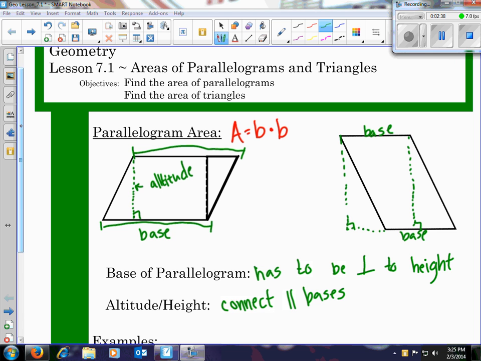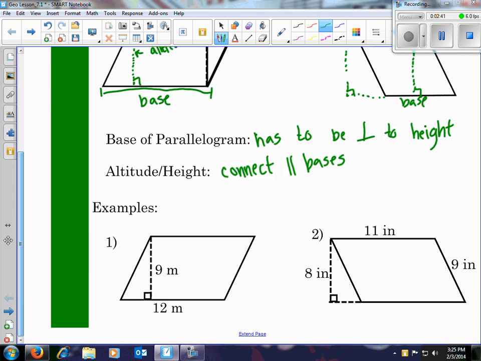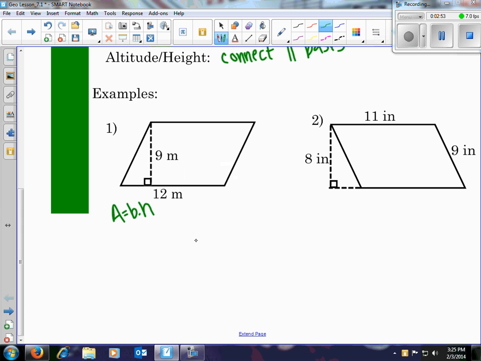Alright, now let's do a couple examples. Example 1 says that my height here is 9 and my base is 12. And if my area equals base times height, then I'm just going to have area equals 12 times 9, which is 108 meters squared. Now remember, area is always squared, because if I were to draw a whole bunch of little squares, my area would be the number of squares that I have inside my figure.